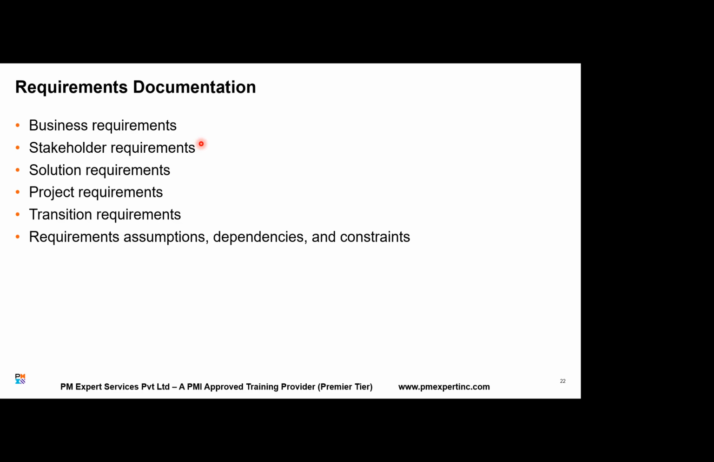Business requirement is in general, but stakeholder requirements should be extremely specific. Is the difference clear or not? Anything to be done with business benefit comes under business requirement, whereas stakeholder requirements are more stakeholder expectations, different stakeholders' needs.